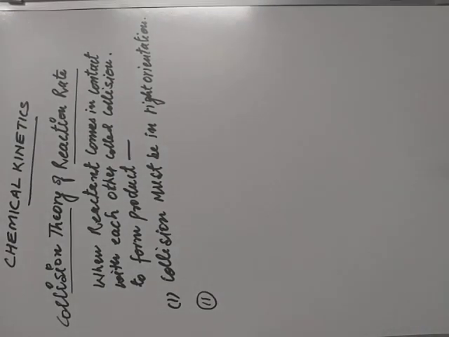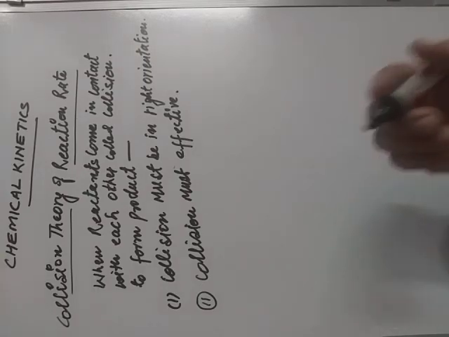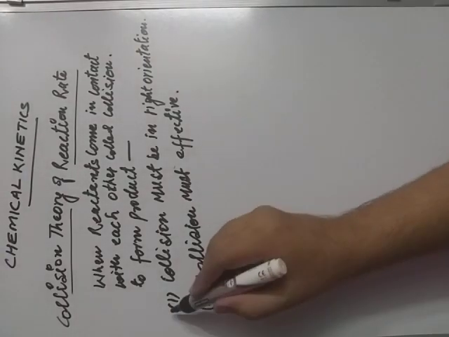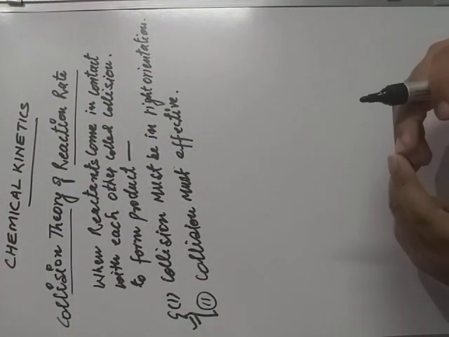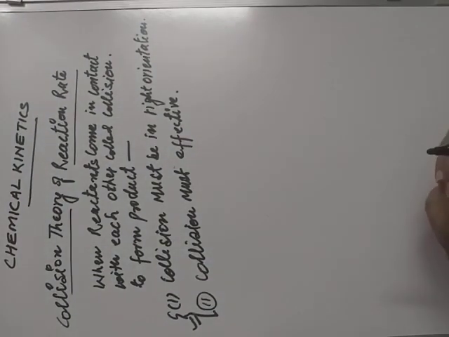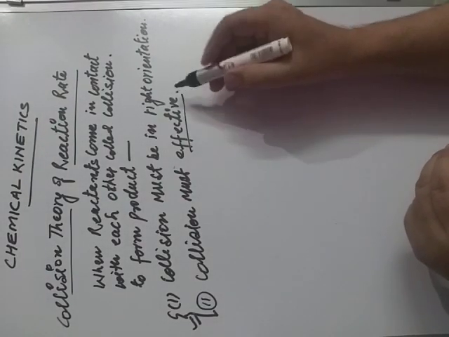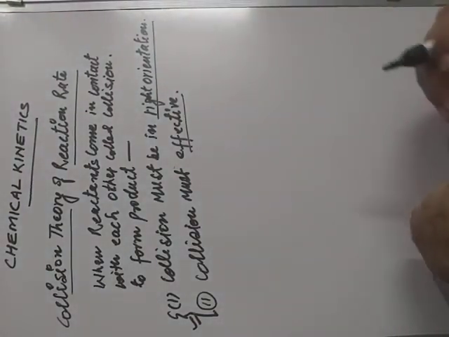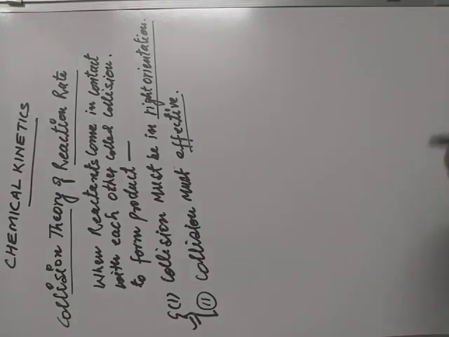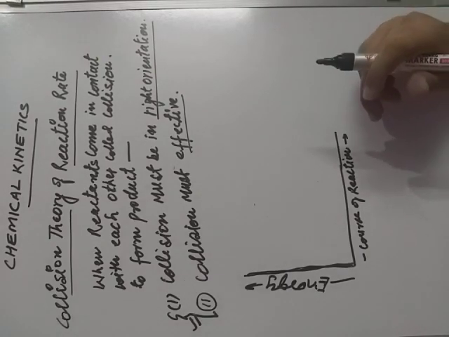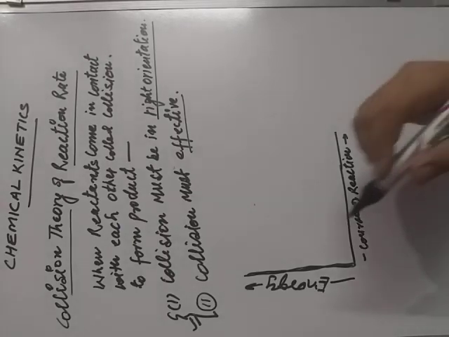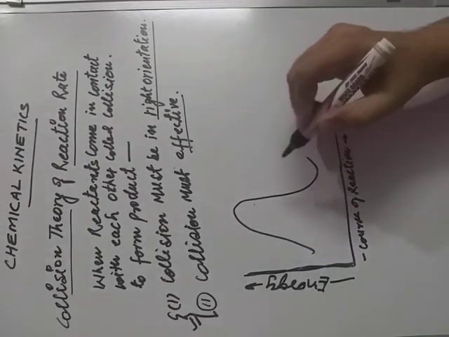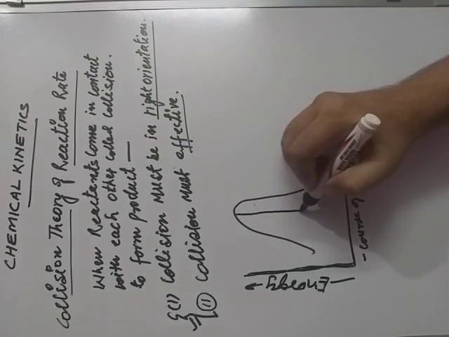So now the collision must be effective. These are the 2 points when reactants collide with each other: the collision must be effective and in the right orientation, then the product will form. Is it okay? So what is the meaning of effectiveness? Now, to understand the effective collision, we are going to plot a graph between energy and course of reaction. We are going to get such type of plots.